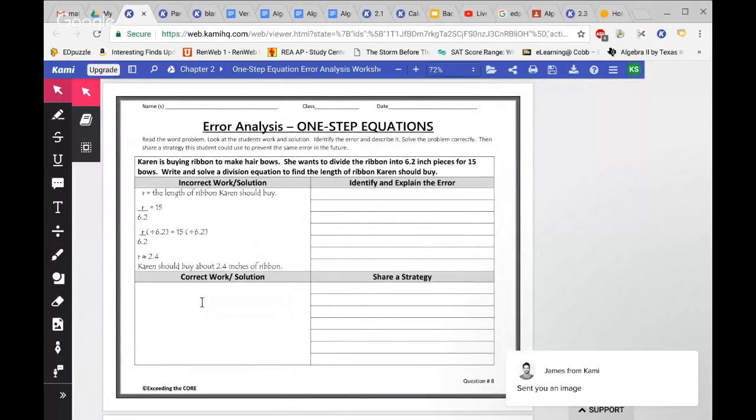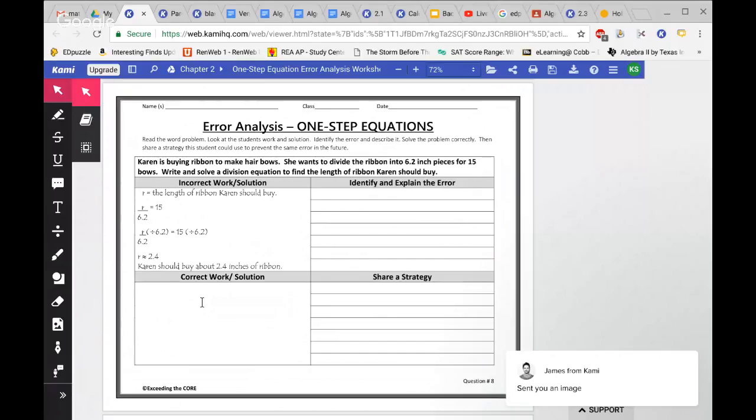On this one, let's just read the problem together. Karen is buying ribbon to make hair bows, and she wants to divide the ribbon into 6.2-inch pieces for 15 bows. So write and solve a division equation to find the length of ribbon that Karen would need to buy in order to make 15 6.2-inch pieces.